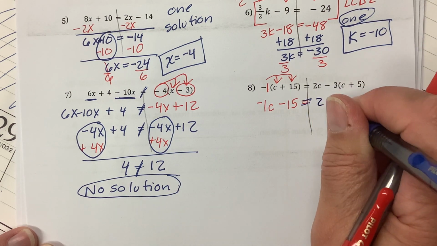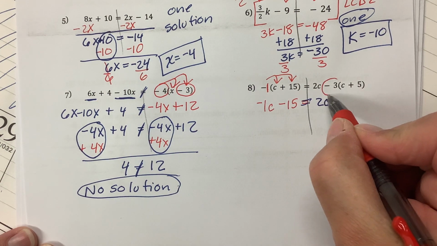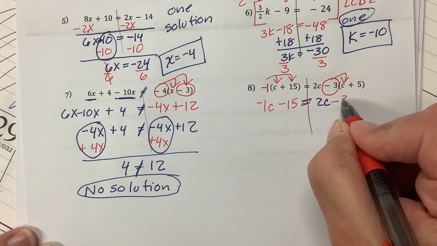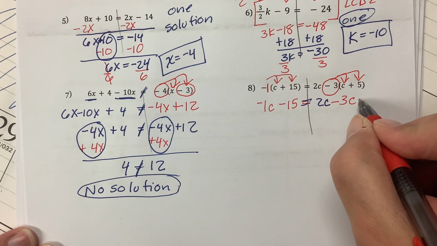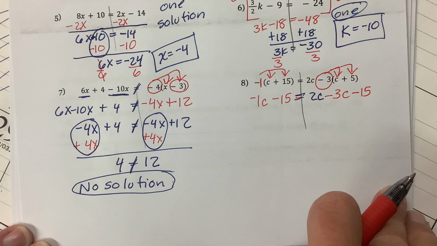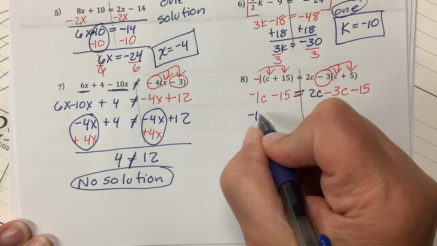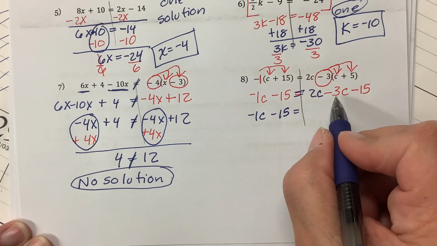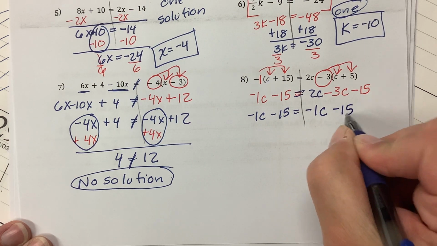nothing happened to the 2c, but now I'm going to take that minus sign and attach it to the 3 and make it negative 3 times c to get negative 3c, and negative 3 times 5 to get negative 15. Okay, I'm going to combine my like terms. Keep my negative 1c on this side, minus 15 equals 2c minus 3c is negative 1c minus 15.